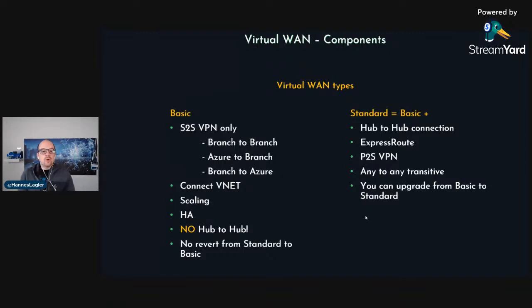So regarding the difference in VirtualWan, we have two options. We have the basic option and we have the standard VirtualWan tier. The basic only supports site-to-site VPN. It allows to connect virtual networks. It allows to scale up, scale down. It's high availability. When we provision VirtualWan, we always provision 2 nodes in the backend. So it's high availability in 2 different zones. This is really important to understand. And at the end, we don't have a hub-to-hub connectivity available for VirtualWan Basic.